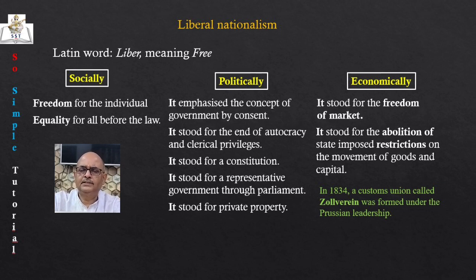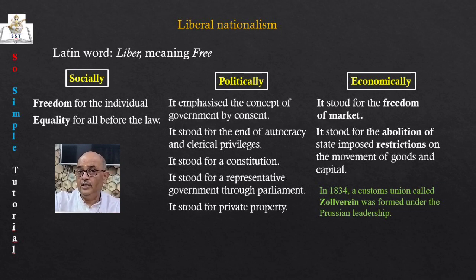Initially, liberalism presented itself as a philosophy of the rising middle class. It championed the cause of this class against the feudal aristocracy and absolute monarchy. For the new middle class, liberalism stood for freedom for the individual and equality of all before the law. Freedom of individual means absence of political and social restraints. Politically, it emphasized the concept of government by consent. It stood for the end of autocracy and clerical privileges, a constitution, and representative government through parliament. You can relate these with the French Revolution because that was the first political experiment in liberal democracy.